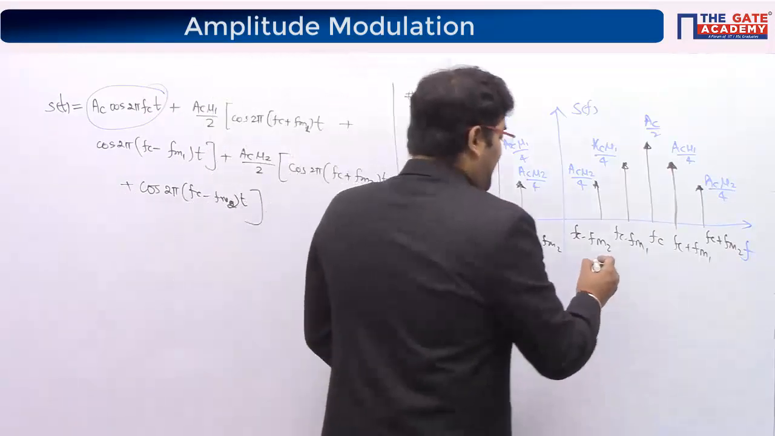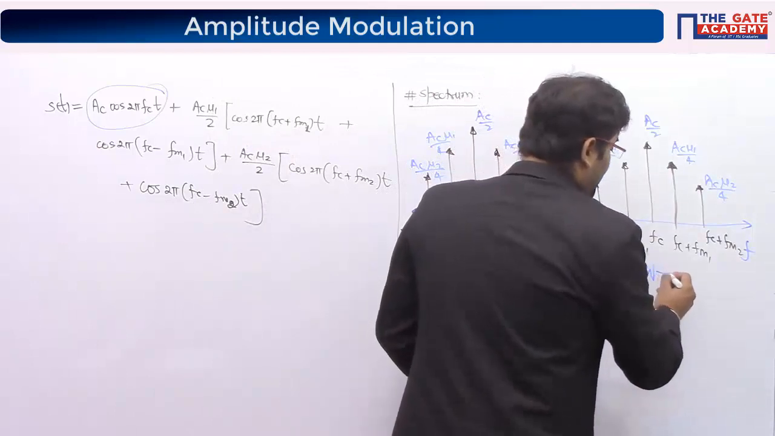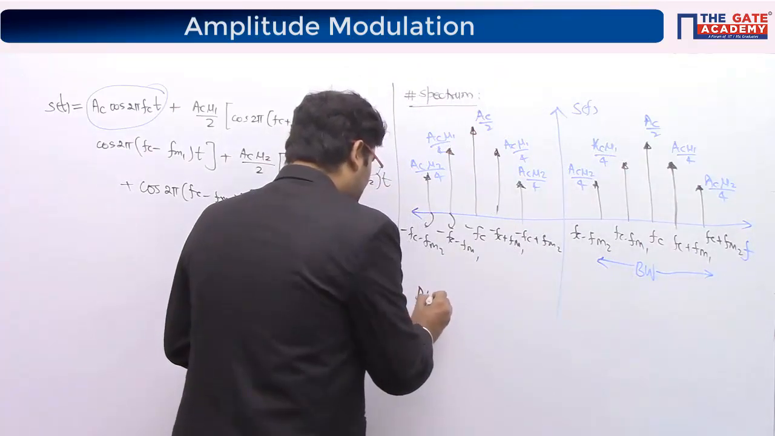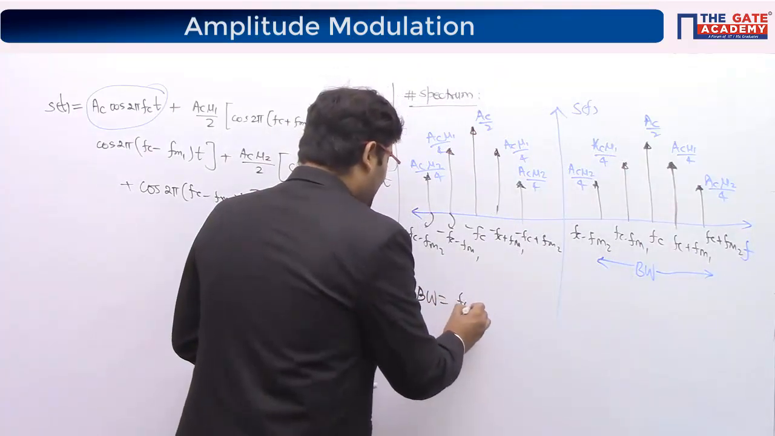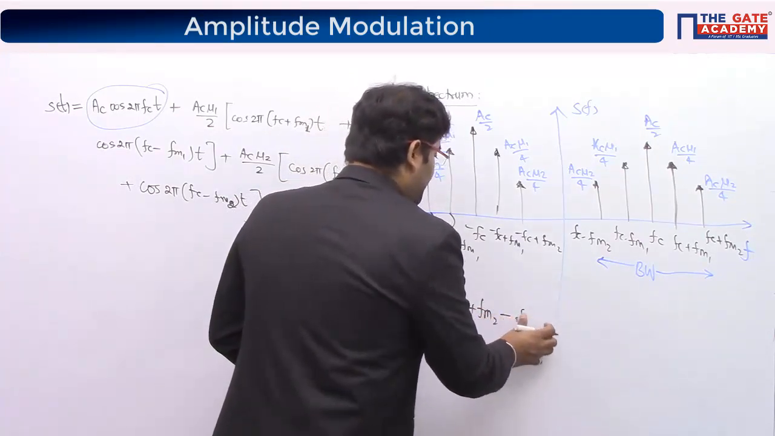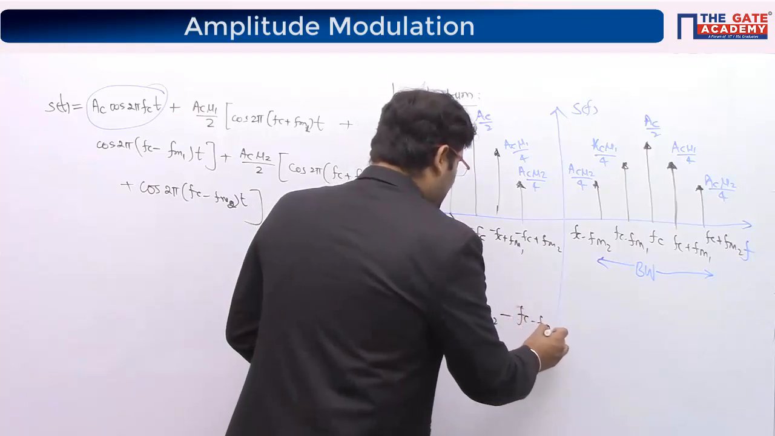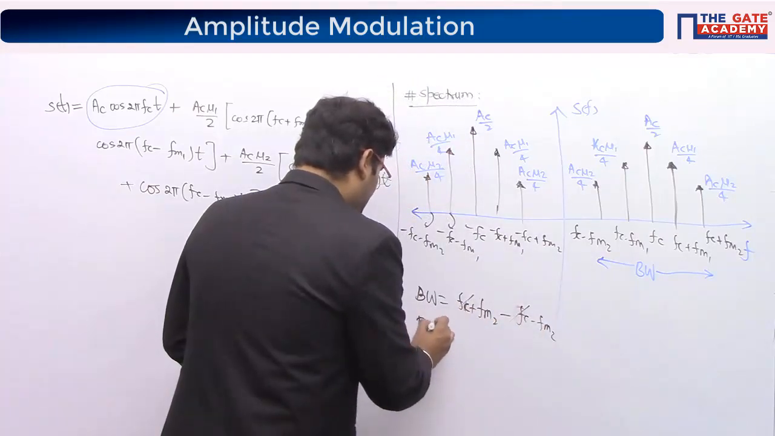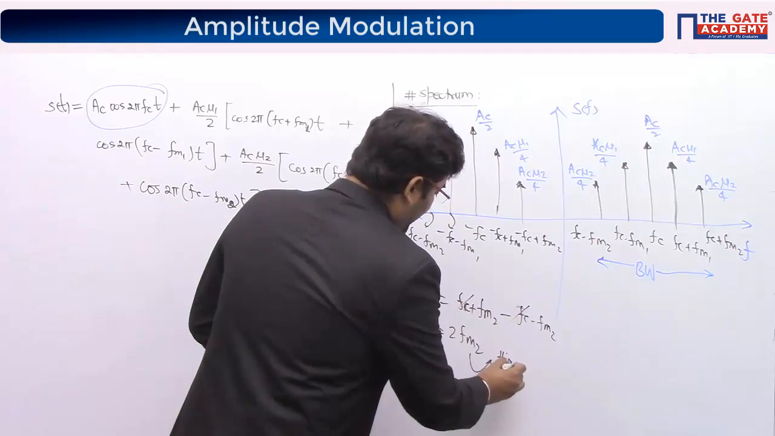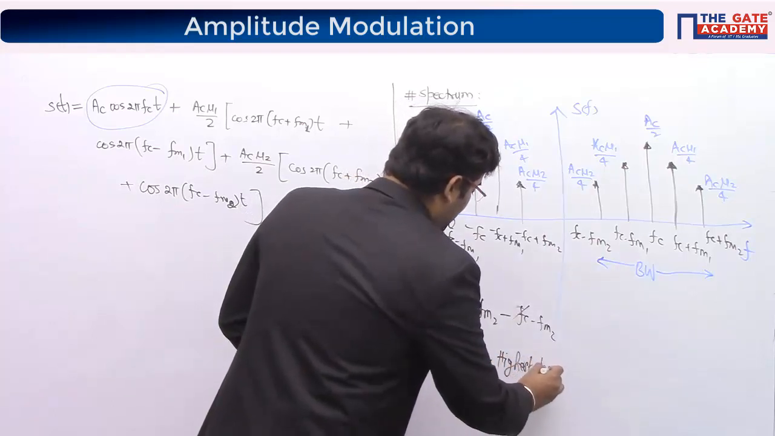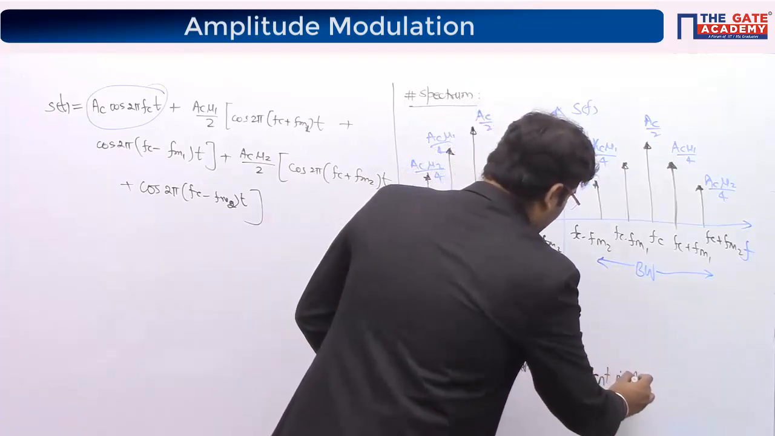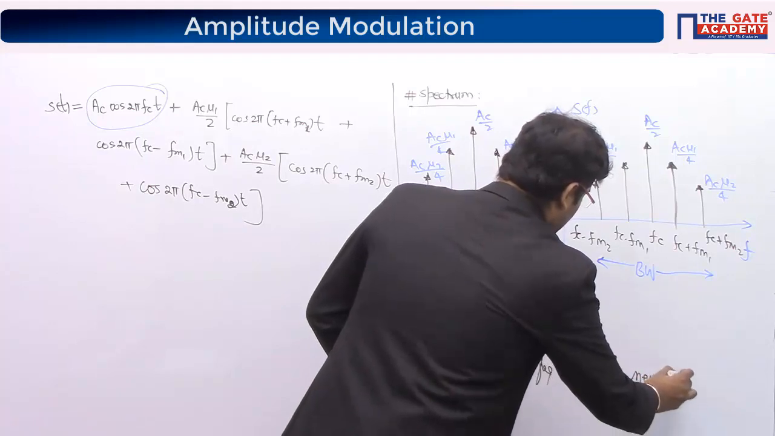If you want to see what the bandwidth is, the bandwidth is from here till there, and you can clearly find it. I am writing below. So bandwidth is equal to the highest frequency Fc plus Fm2 minus Fc minus Fm2. So finally the bandwidth is twice Fm2, or you can also call it twice the highest frequency component of the message signal.